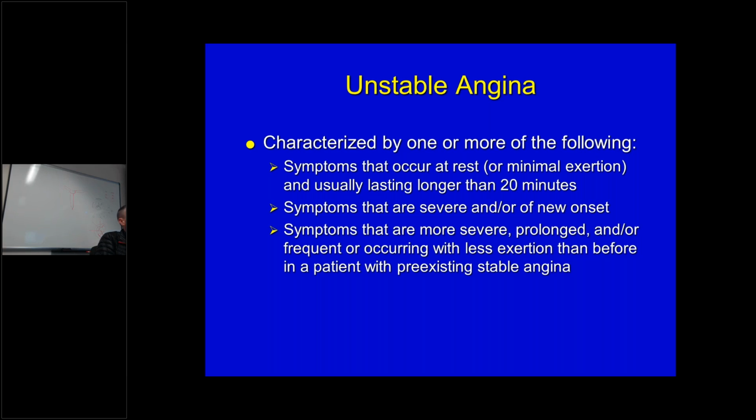So, unstable angina. You have one or more of the following. It usually lasts longer than 20 minutes. With stable angina, you feel the symptoms, then either take nitro and it goes away, or you rest and it goes away. It doesn't last very long. Unstable angina lasts longer, the symptoms are more severe, it's new onset, or you're getting an accelerated rate of these symptoms with less and less exertion.